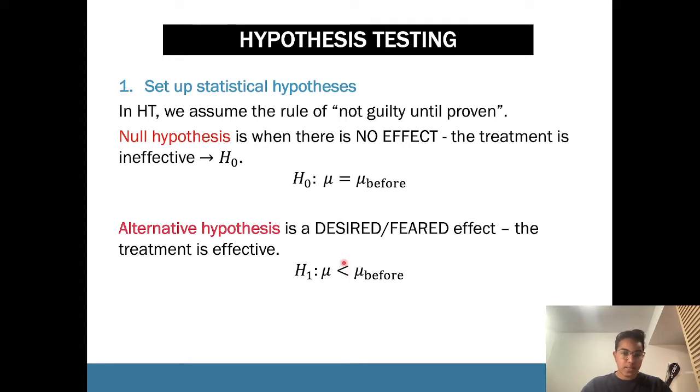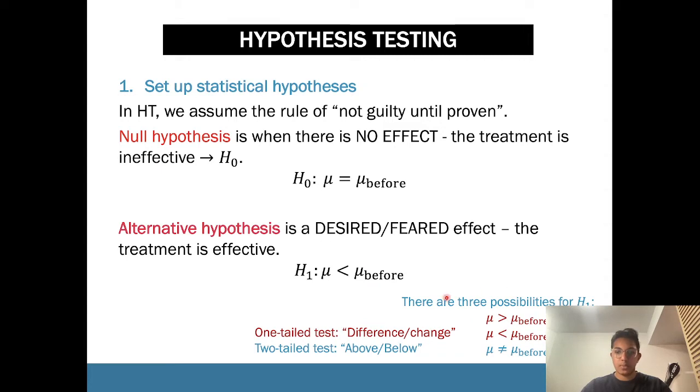Okay, so it doesn't always have to be greater than. We have three possibilities for our alternative hypothesis, or H1. These two are known as one-tailed tests, and this is known as a two-tailed test. With one-tailed tests, the difference is that they are directional, right? So here we're saying that the new population mean is greater than the old population mean, whereas in this one, we're saying that the new population mean is less than the old population mean.